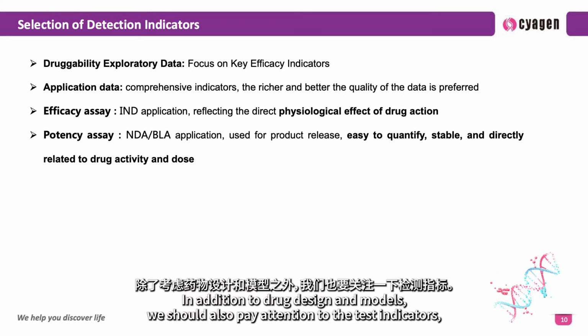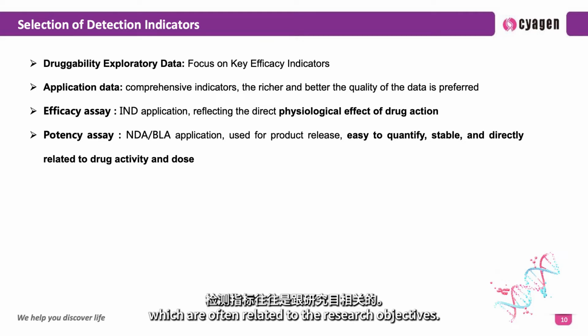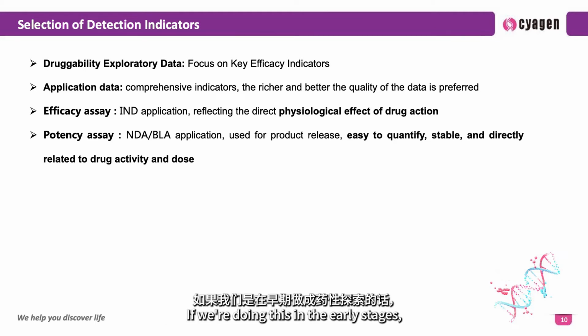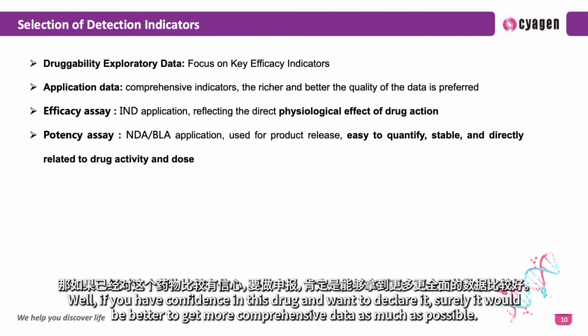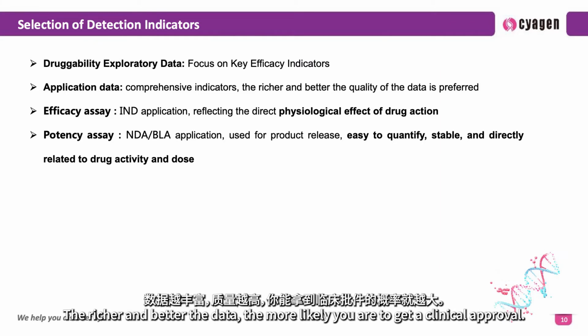In addition to drug design and models, we should also pay attention to the test indicators, which are often related to the research objectives. If we're doing this in the early stages, we don't have to look at all the indicators. We just need to focus on some of the key indicators that are relevant to efficacy. Well, if you have confidence in this drug and want to declare it, surely it would be better to get more comprehensive data as much as possible. The richer and better the data, the more likely you are to get a clinical approval.